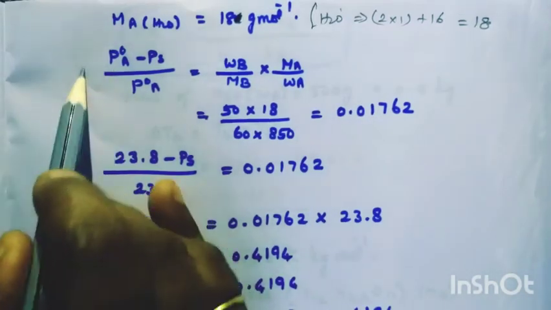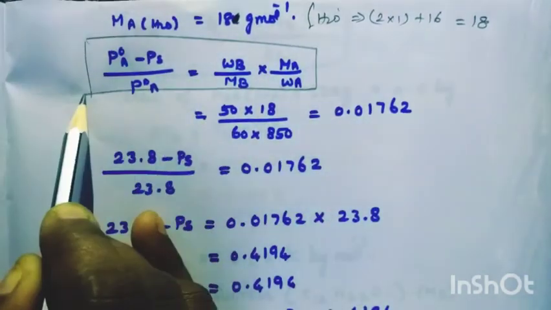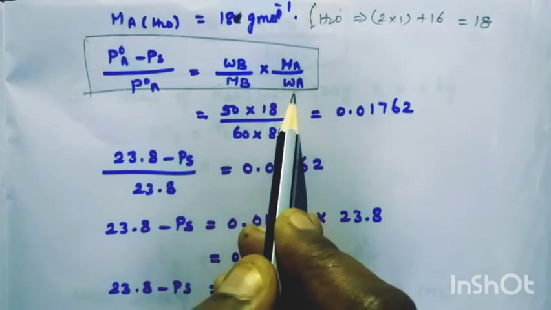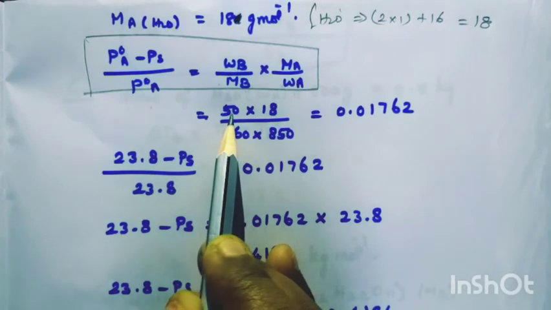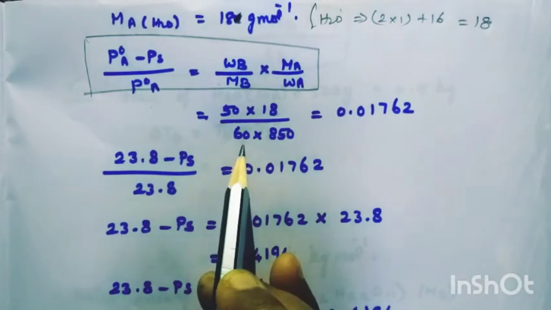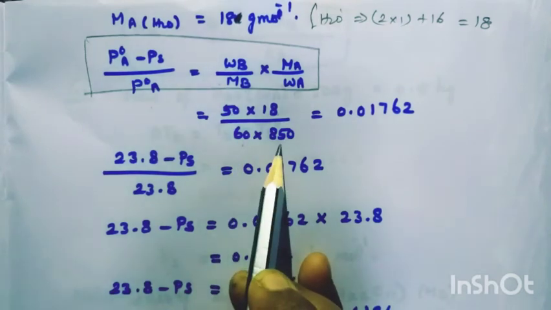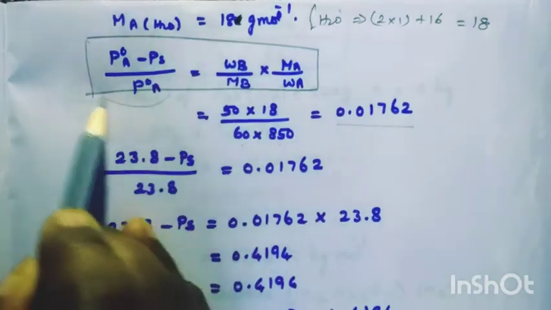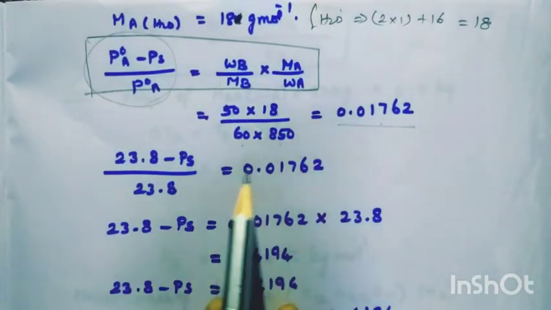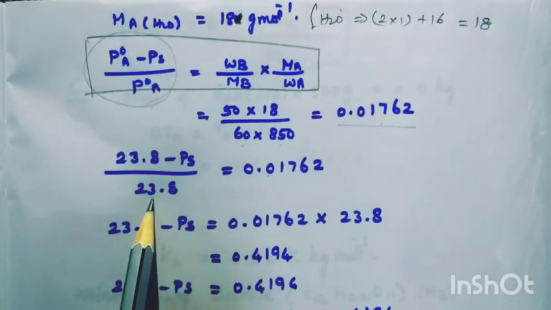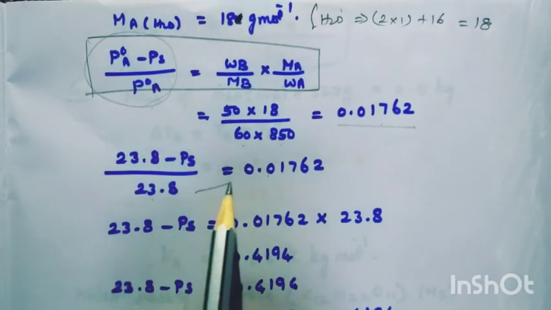And the formula we know: (P naught A minus PS) by P naught A is equal to WB by MB into MA by WA. WB 50 is given, 18 is the molar mass of water, this is the molar mass of urea, and this is the weight of the water. So this whole term is equal to this one. P naught A value is 23.8.